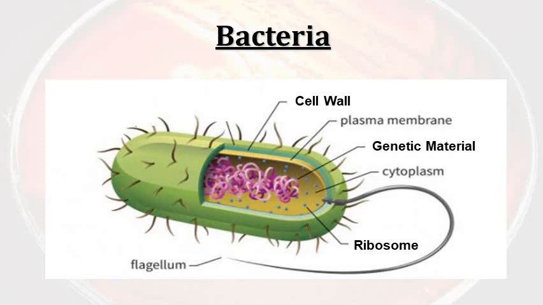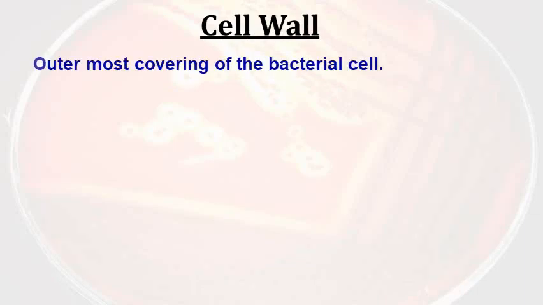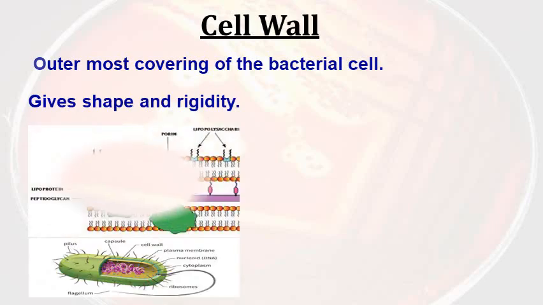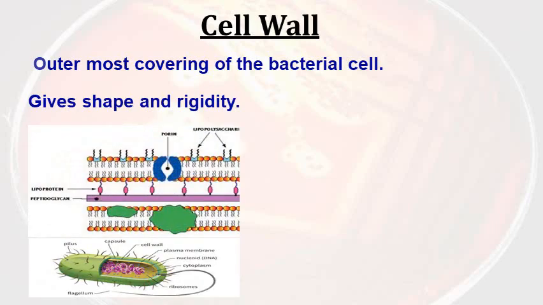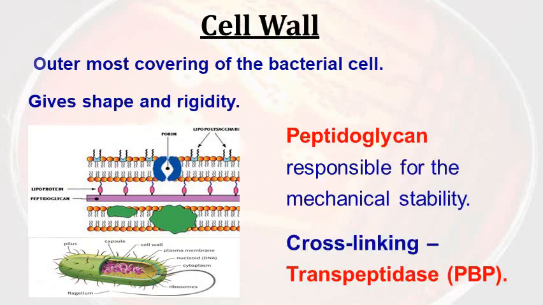Now we are going to understand the important structures of bacteria along with their role. Cell wall. Cell wall is the outermost covering of the bacterial cell. Cell wall gives shape and rigidity. If we magnify the structure of the cell wall, this rigidity or strength is provided by one substance that is called peptidoglycan. So peptidoglycan is responsible for the mechanical stability of the cell wall.